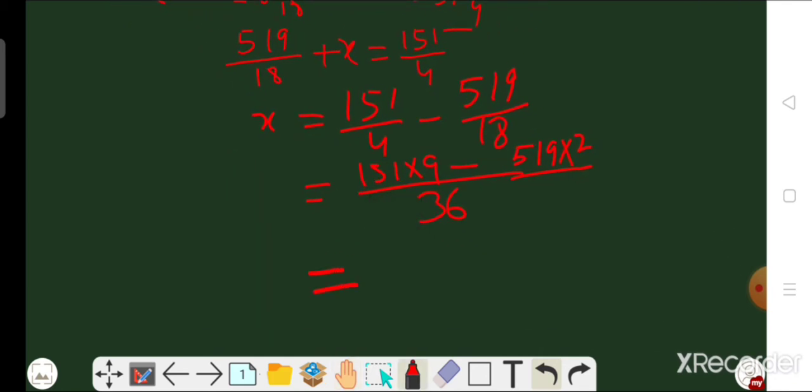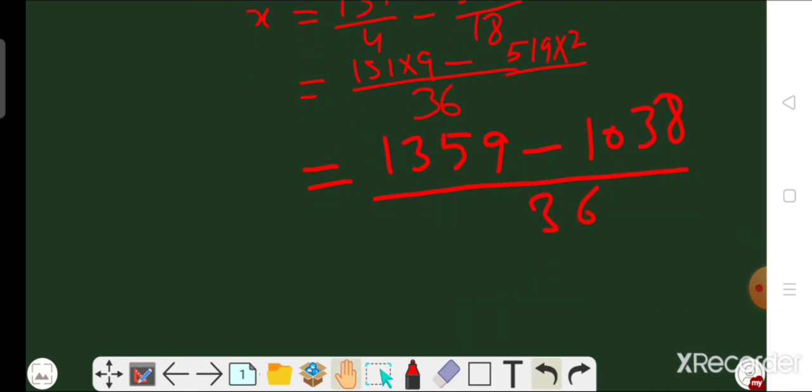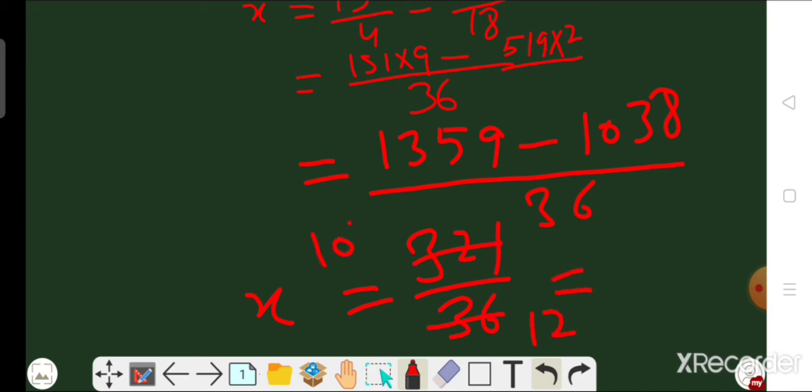This is equal to 1359 minus 1038 by 36. After subtracting, the value of x is equal to 321 by 36, and there is a common factor between 321 and 36 that is 3. After cancelling the common factor, this will become 107 by 12.